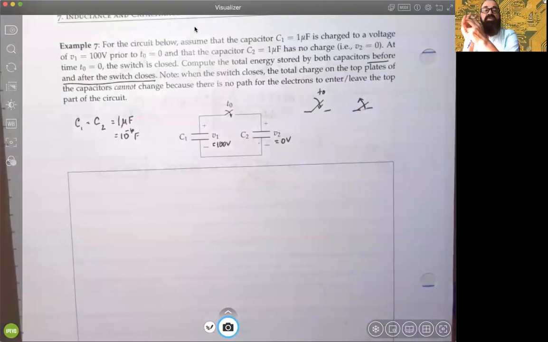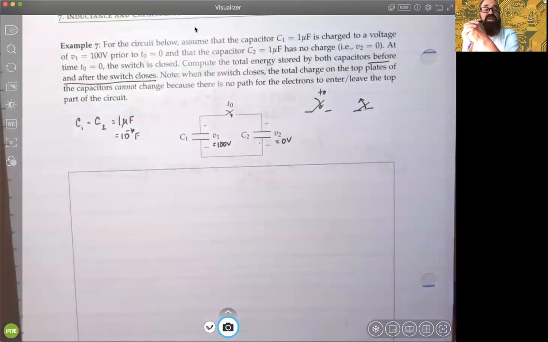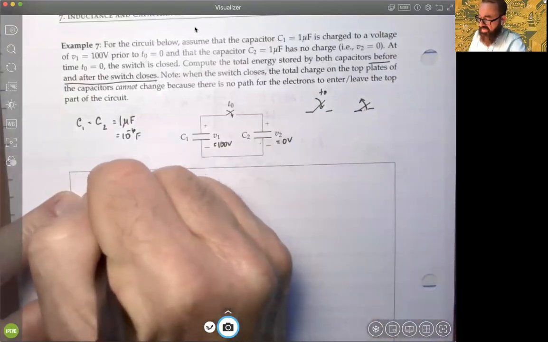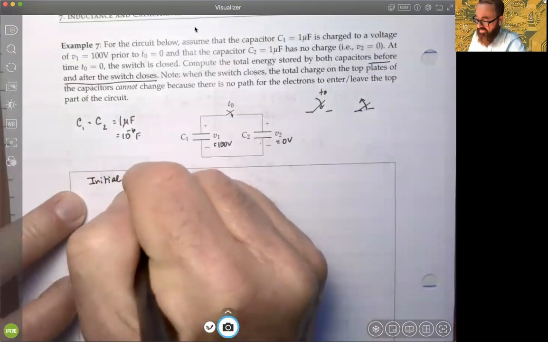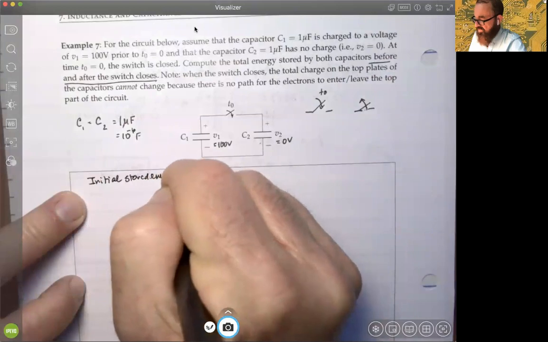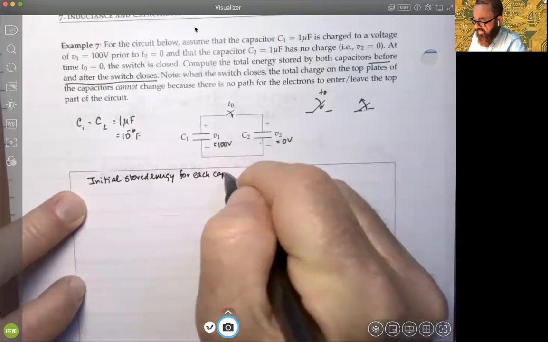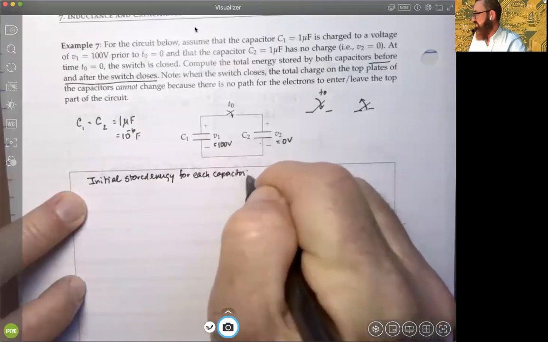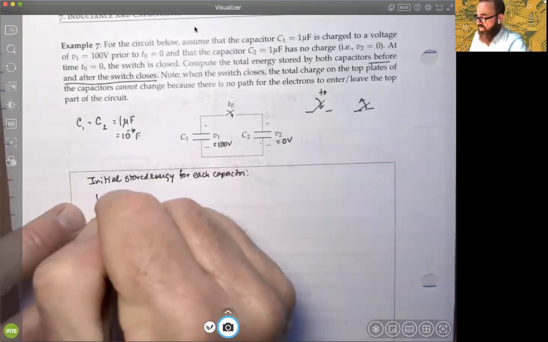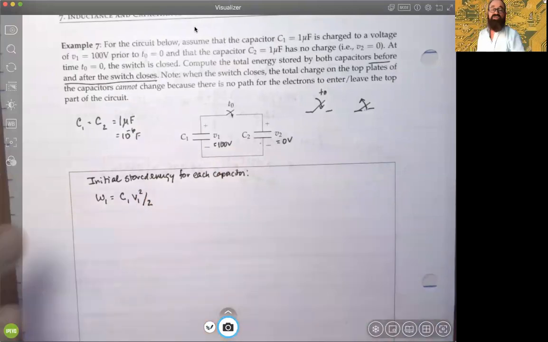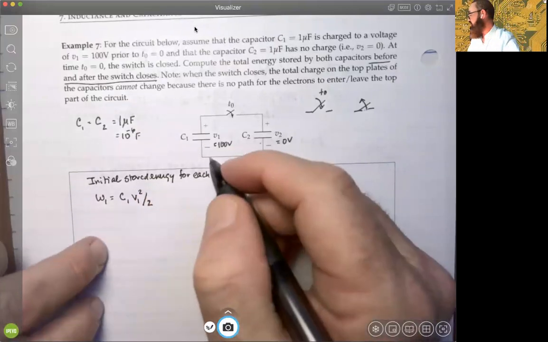And here's a particular note: when the switch closes, the total charge on the top plates of the capacitors cannot change, because there's no path for the electrons to enter and leave the top part of the circuit. All right, so let's look at the initial case, the initial stored energy for each capacitor. Going back to our formula, W1 in this case will be capacitance C1 times that voltage squared divided by 2. That's just our formula for energy, one of the forms that we can use.